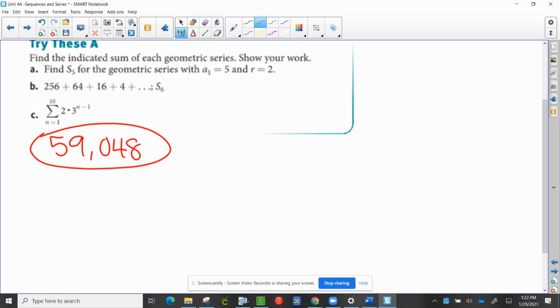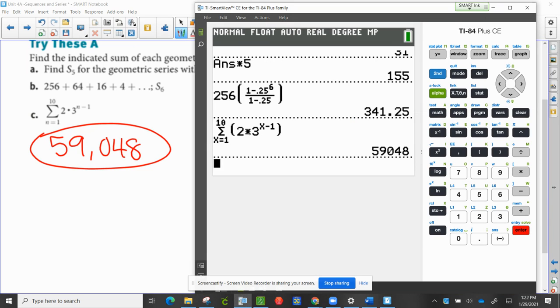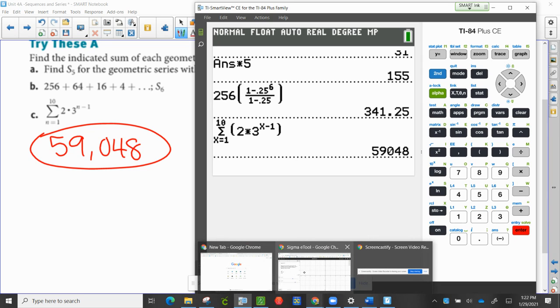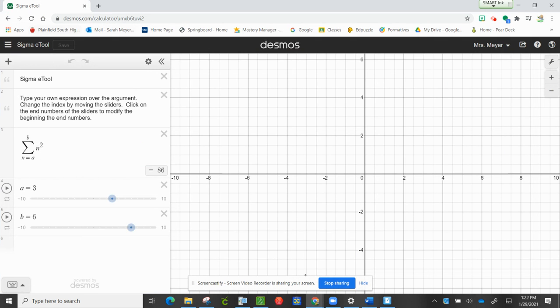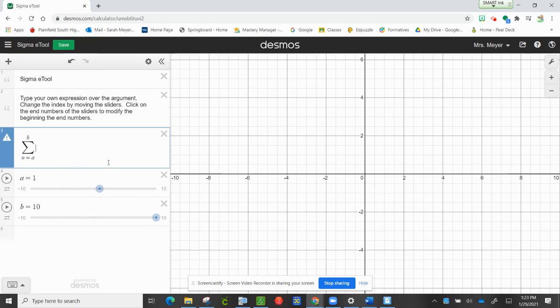Okay, if you have an older calculator, then you're not going to have that sigma option on your calculator. So instead, we can use Desmos, like I've given you guys before. Hopefully by now you have this link bookmarked for yourself, but we just have to adjust the sliders. So we're going from 1 to 10.